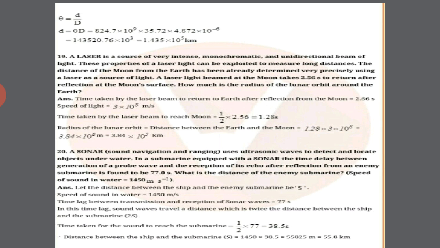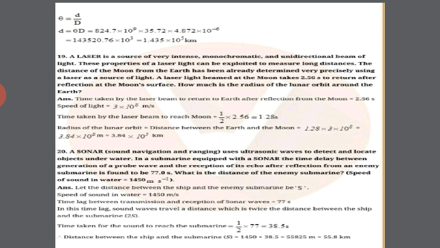A sonar, sound navigation and ranging, its full form is this. Sonar uses ultrasonic waves to detect and locate objects underwater. In a submarine equipped with a sonar, the time delay between the generation of a probe wave and the reception of its echo after reflection from an enemy submarine is found to be 77 seconds. What is the distance of the enemy submarine?